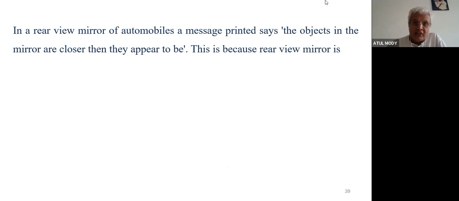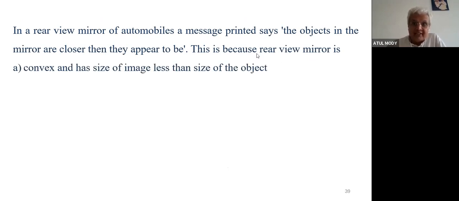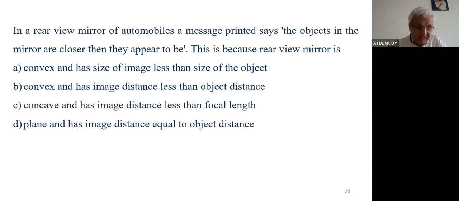If you see any automobile rear view mirror, it says the objects in the mirror are closer than they appear to be. So why is this written? What does this actually mean in terms of the kind of mirror, whether it is convex or concave, the size of the image, where it is formed, etcetera. That's a very interesting reflection. If you ask students this question, they will have to really understand and analyze the whole process of image formation, correlate with what you have probably taught them about the way a mirror image is formed, and then the real situation where it is actually being used to see objects which are coming behind your vehicle.